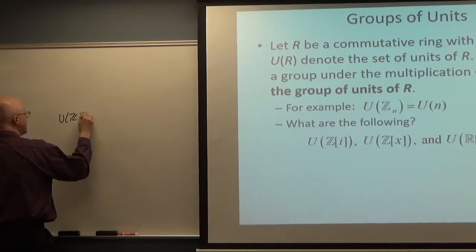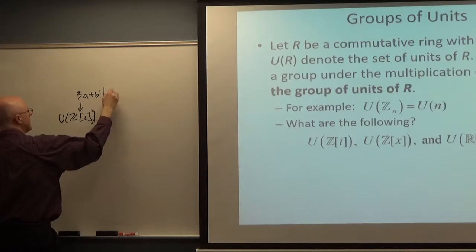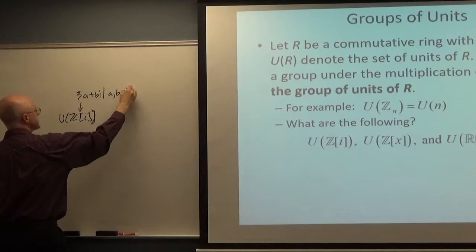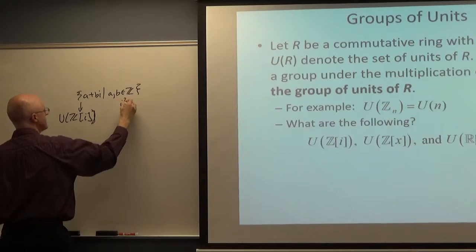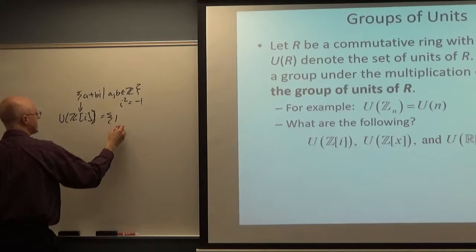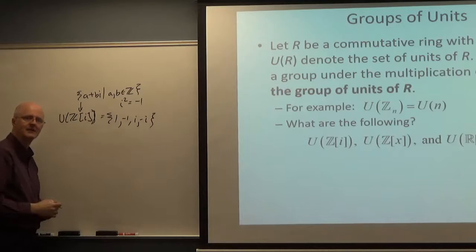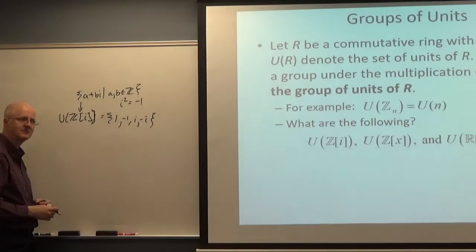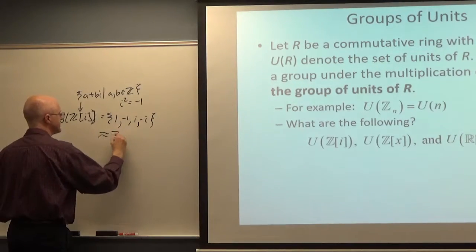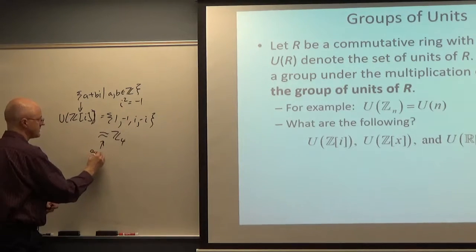U of Z[i], the Gaussian integers. This was the set of all complex numbers a plus bi, where a and b are integers, and i, again, is the imaginary unit whose square is -1. The units in there are a 4-element set: 1, -1, i, -i. It's a group under multiplication. In fact, it's a cyclic group. It's isomorphic to Z4. Group isomorphism.